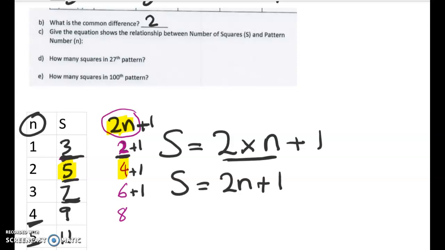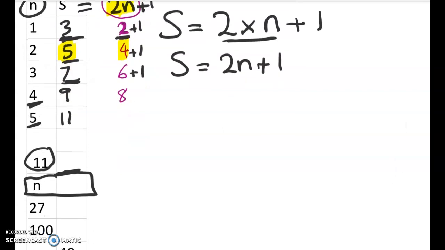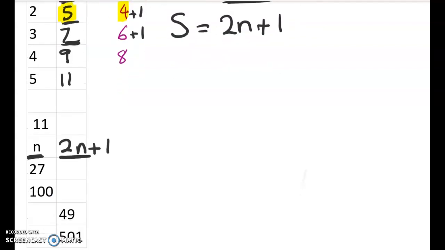Okay, now let's look at where we can put that into this table. Sometimes we can put it up the top here, but sometimes we have to find it in the table. Right? So down here you can see that we've got this row here where it says n. And here we've got a gap, and that means we need to explain that the rule is 2n plus 1.